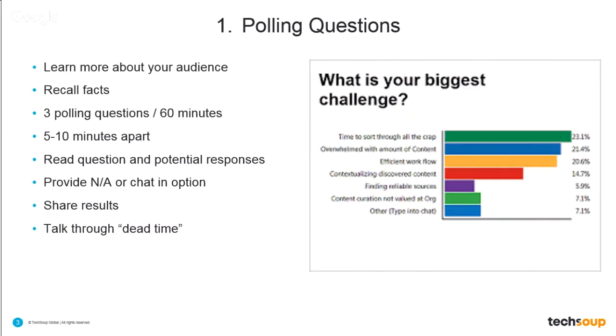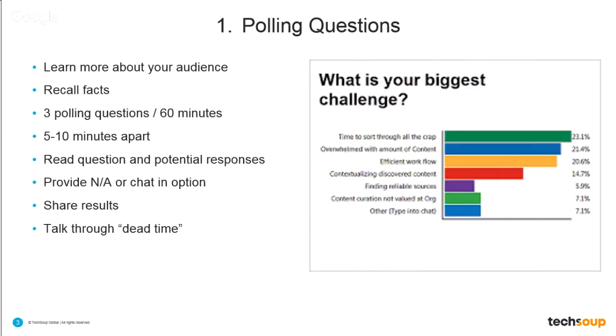Another thing when you have a polling question is to add something like "not applicable" or "other," and then give people the encouragement to chat in the chat box their response. And again, share the results as this image does.